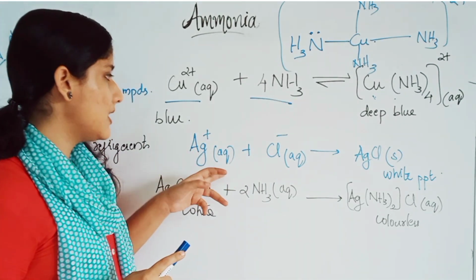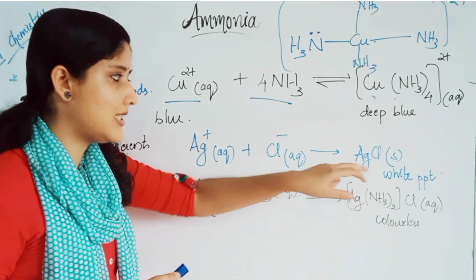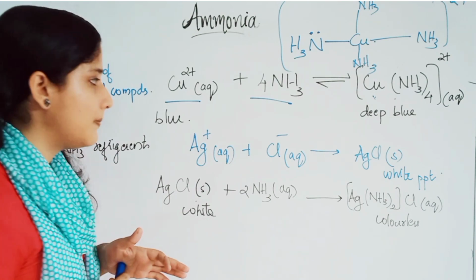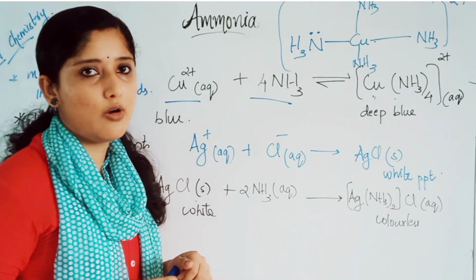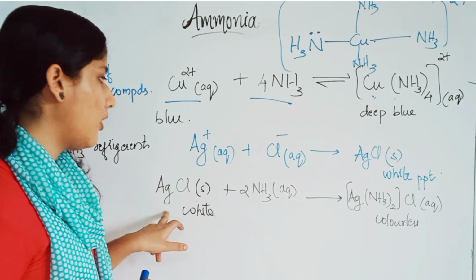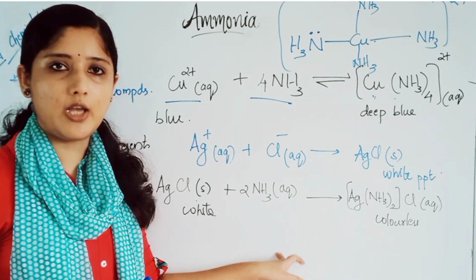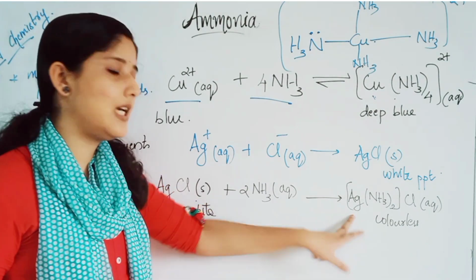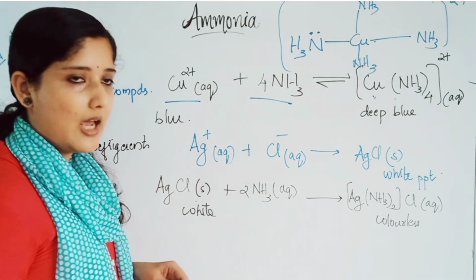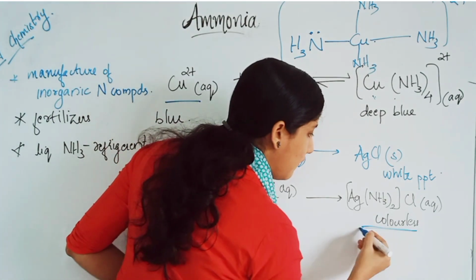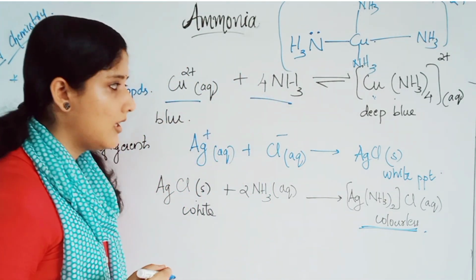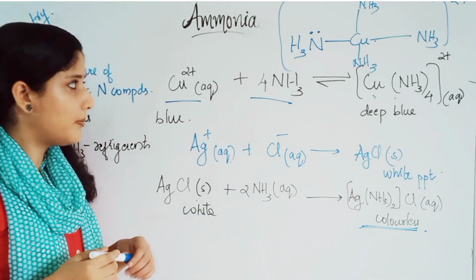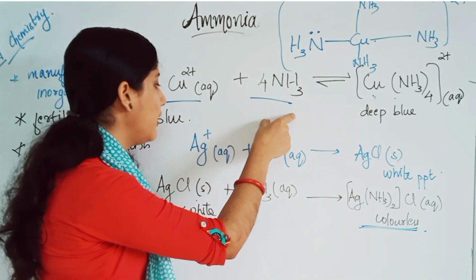Similarly, Ag+ plus Cl- will give you AgCl, which is a white precipitate, isn't it? Silver with chlorine will give you silver chloride, a white precipitate. Silver chloride also reacts with ammonia. Silver forms a linkage with ammonia, that is [Ag(NH3)2]Cl, and this is also a complex which is colorless. These are some of the examples to show the Lewis base nature of ammonia.